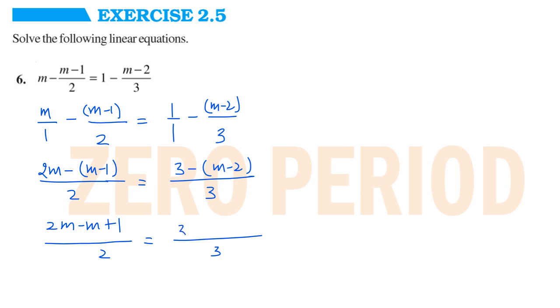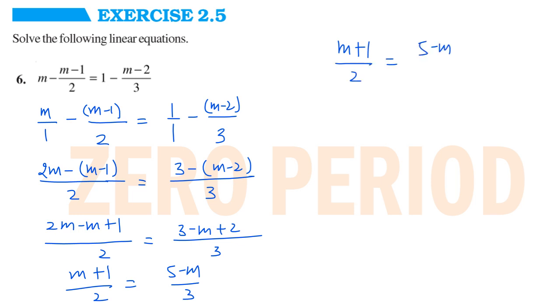Here you can write 3. 3 minus m plus 2. 2m minus m is m plus 1 upon 2, and 3 plus 2 is 5, 5 minus m upon 3. I am just repeating this step first: m by m plus 1 by 2, 5 minus m by 3. Then do the cross multiplication concept again. I am using it very frequently because I prefer this instead of doing other things.